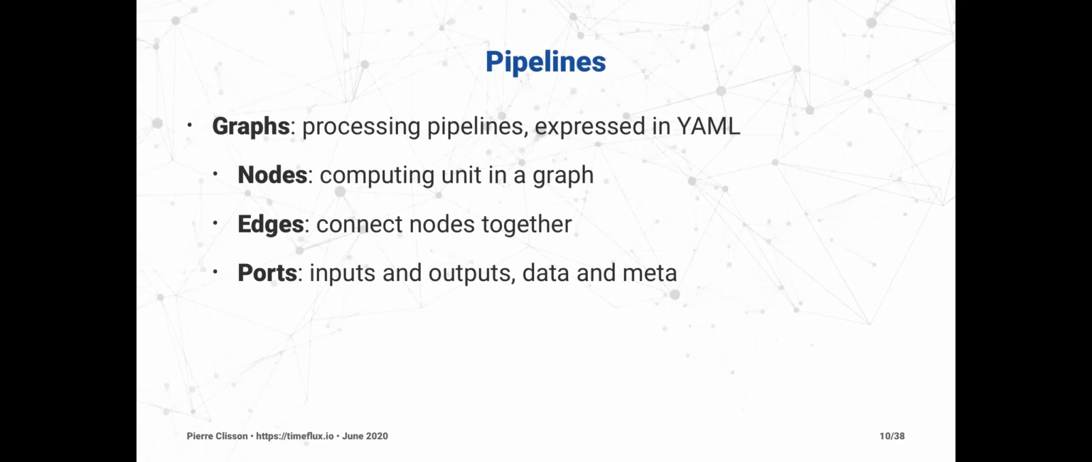And the data that transits through ports is twofold. First we have tabular data, 2D or n-dimensional data, and we have metadata that describes the data, basically. And so we support two kinds of inputs and outputs. We support data frames from pandas and Xarray.